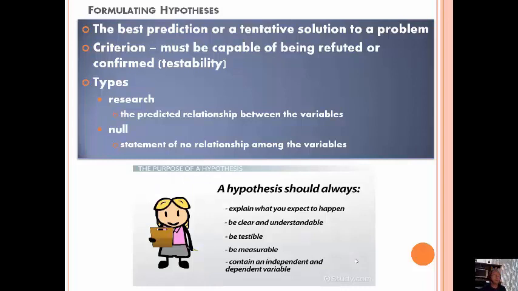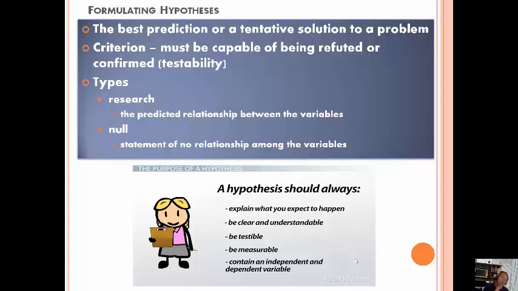When we formulate a hypothesis, what do we do? A hypothesis involves the best prediction or a tentative solution to a problem. The criterion of it is that it must be capable of being refuted or confirmed. In other words, it must have testability. And the types of research. So is the predicted relationship between variables null, or is there a relationship indeed? Of course, you've heard about the null hypothesis, and that is the statement of no relationship among the variables whatsoever.